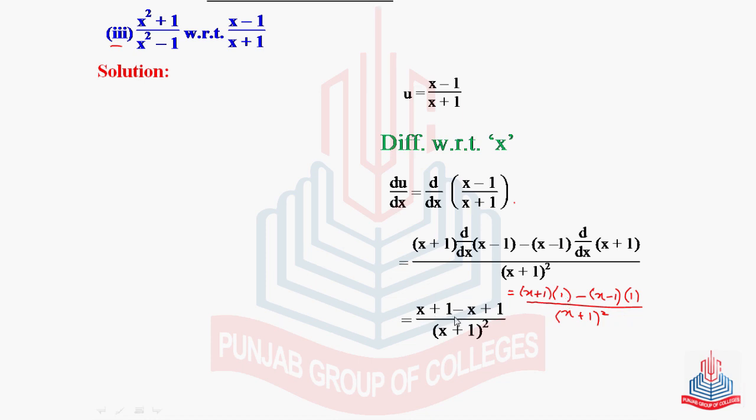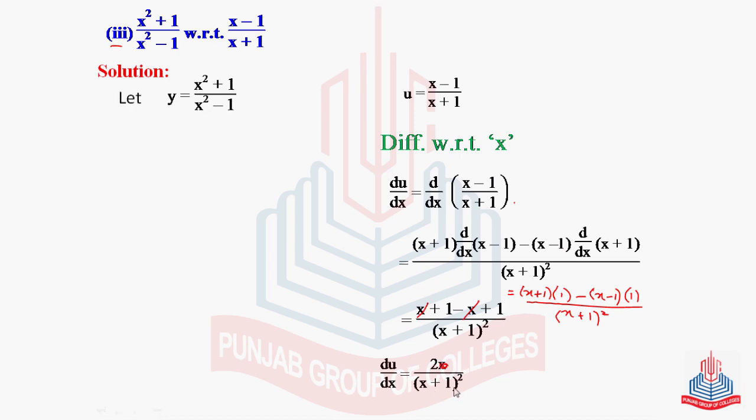So simplifying this one, this x plus 1 multiplied by 1 will become x plus 1, and this minus will be applied on this x minus 1. So we have minus x, and this minus and minus will become plus 1, and this x will be cancelled out. We have 2 divided by, this is actually 2 divided by (x plus 1) whole square.